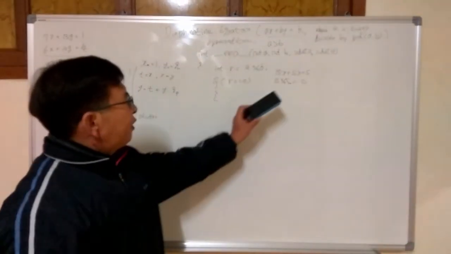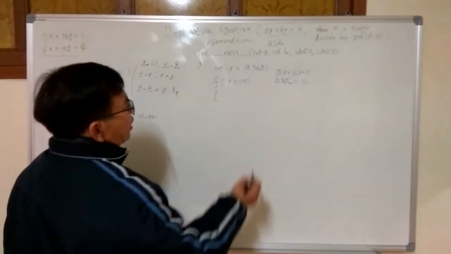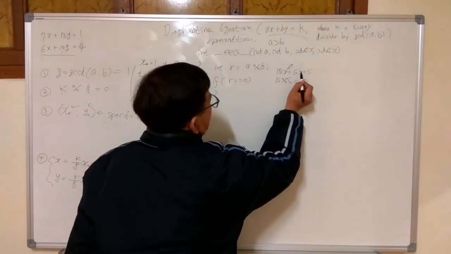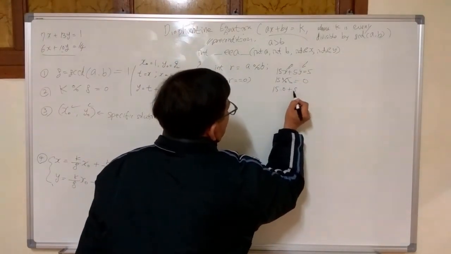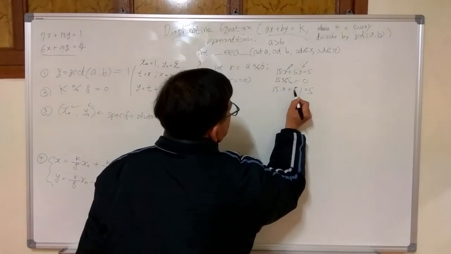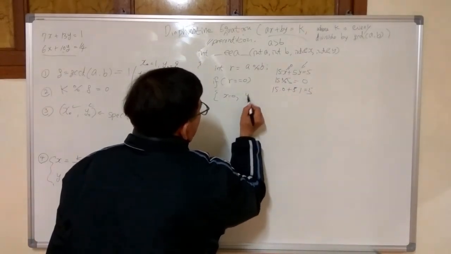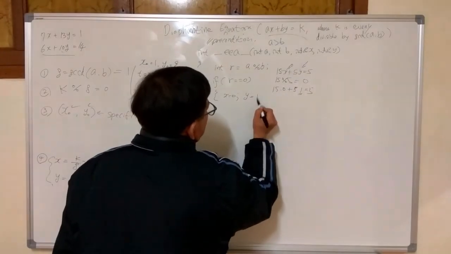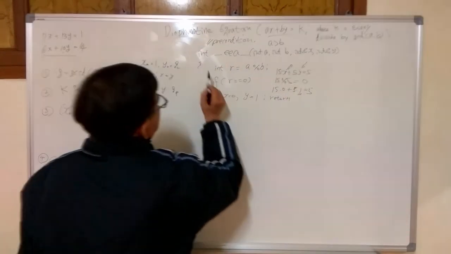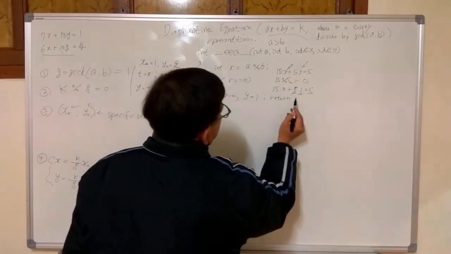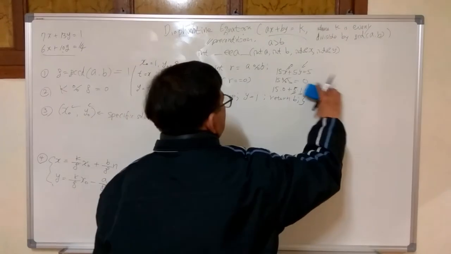15 divided by 5 is 3. So the remainder is 0. In this case, x should be 0, y should be 1, because 15 times 0 plus 5 times 1 equals 5. So x should be 0 and y should be 1. And we are returning GCD. So GCD is B. Okay, you should understand this.